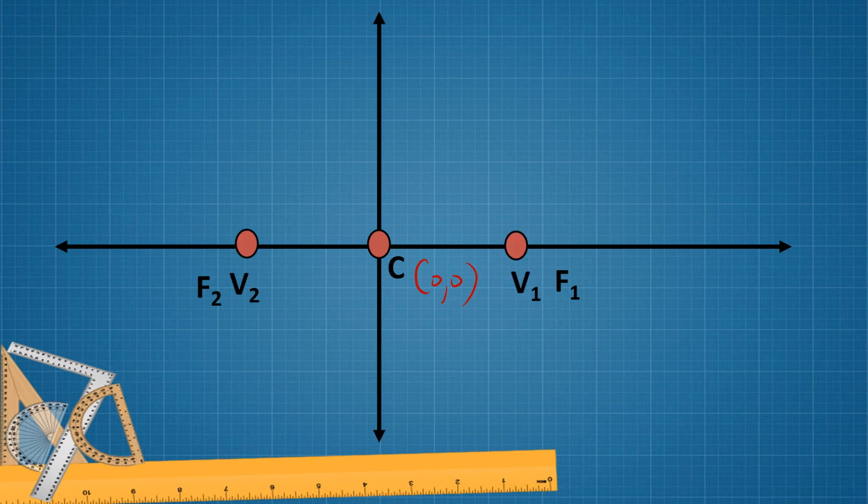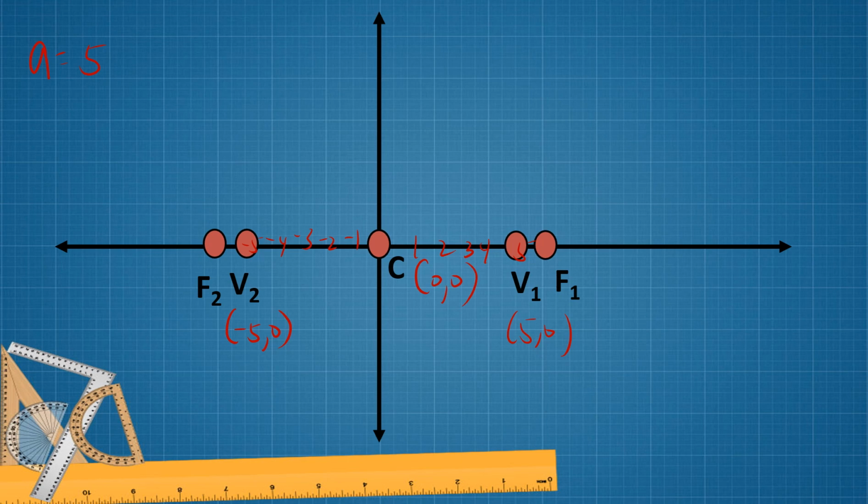In order for us to locate the vertices, we use the value of a, and your a is equal to 5. So, in order for you to locate the vertices, you're going to count 5 units, right and left of the center. Why is it right and left? Because the orientation of the hyperbola is horizontal. So, we have here the center, we have 1, 2, 3, 4, and then 5. On the other side, we have negative 1, negative 2, negative 3, negative 4, and negative 5. It implies that v sub 1 is located at 5, 0, while v sub 2 is located at negative 5, 0.